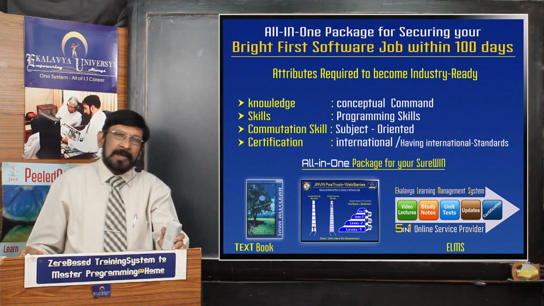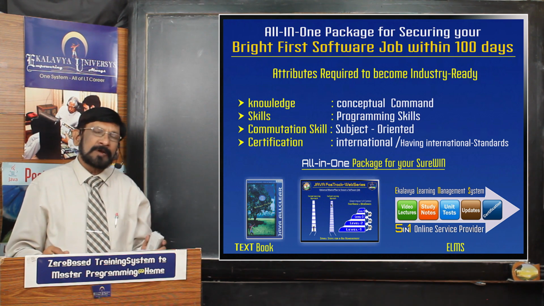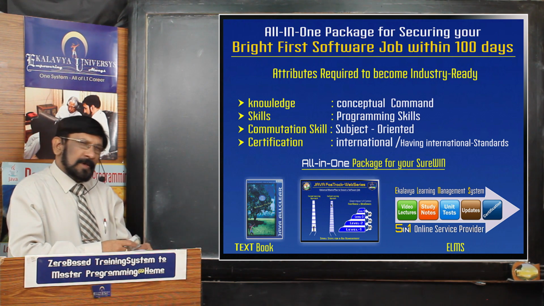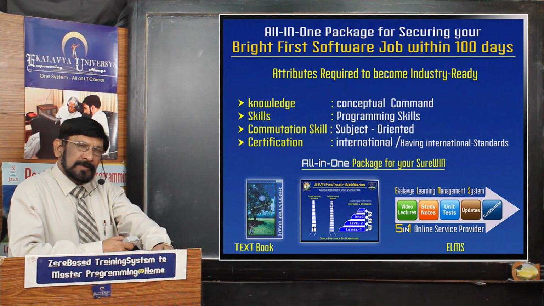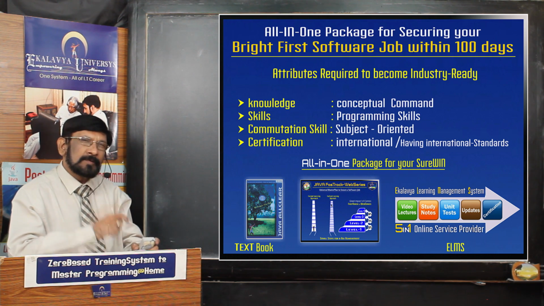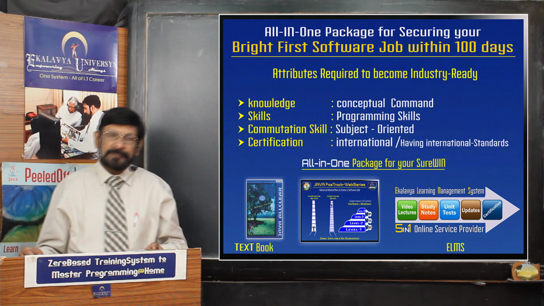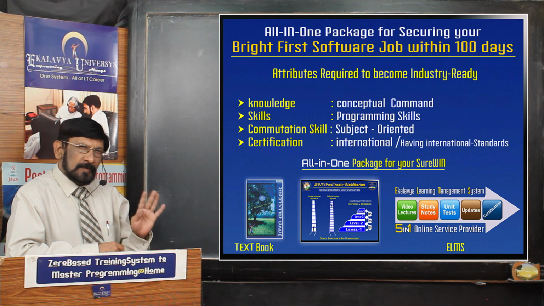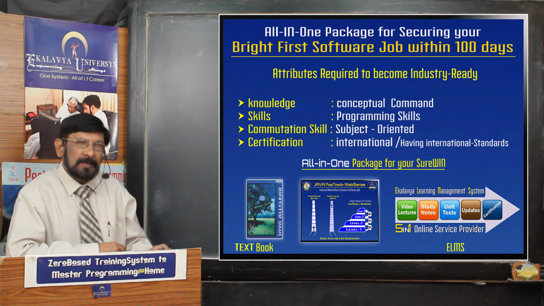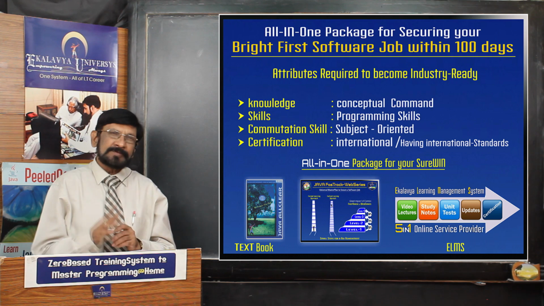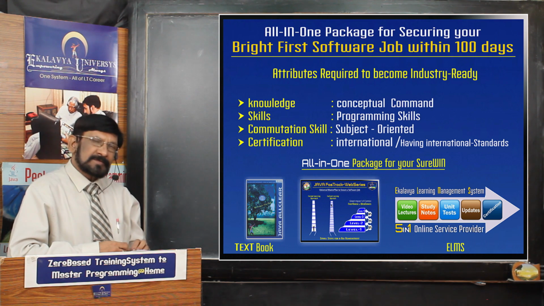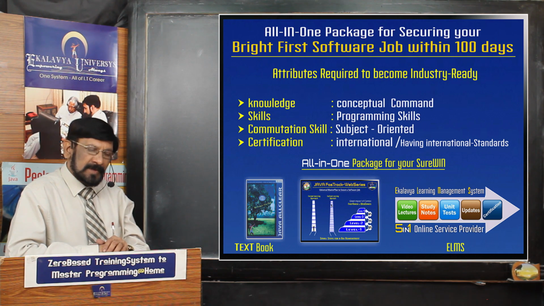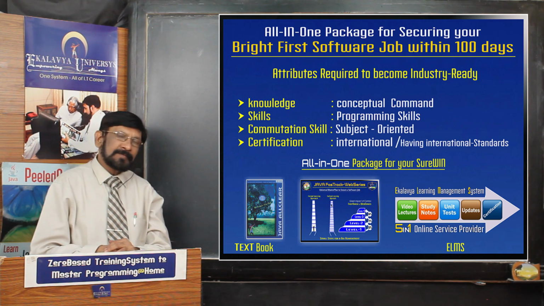For this purpose, I want to provide you an all-in-one package. One aspect is not enough. An all-in-one package is required. Then only you can compete with all your peers, and you will have an edge over others, and you will be in a position to select a job of your choice. As I told you many times, four aspects, four capabilities you should have. One is knowledge, meaning conceptual command. Second is skills, programming skills. Third is communication, subject-oriented communication skills. The fourth and the ultimate is certification.